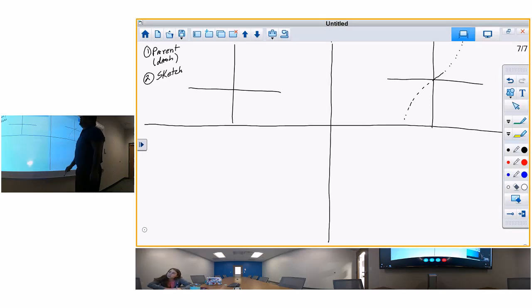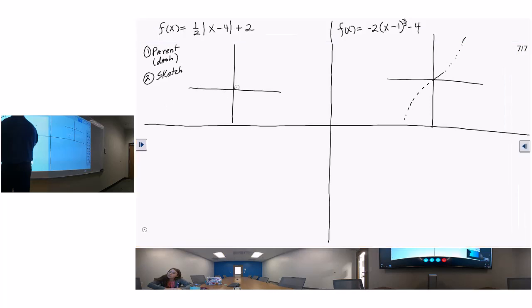All right, over here, here's your parent graph. Just the absolute value. Absolute value of your parent graph is?